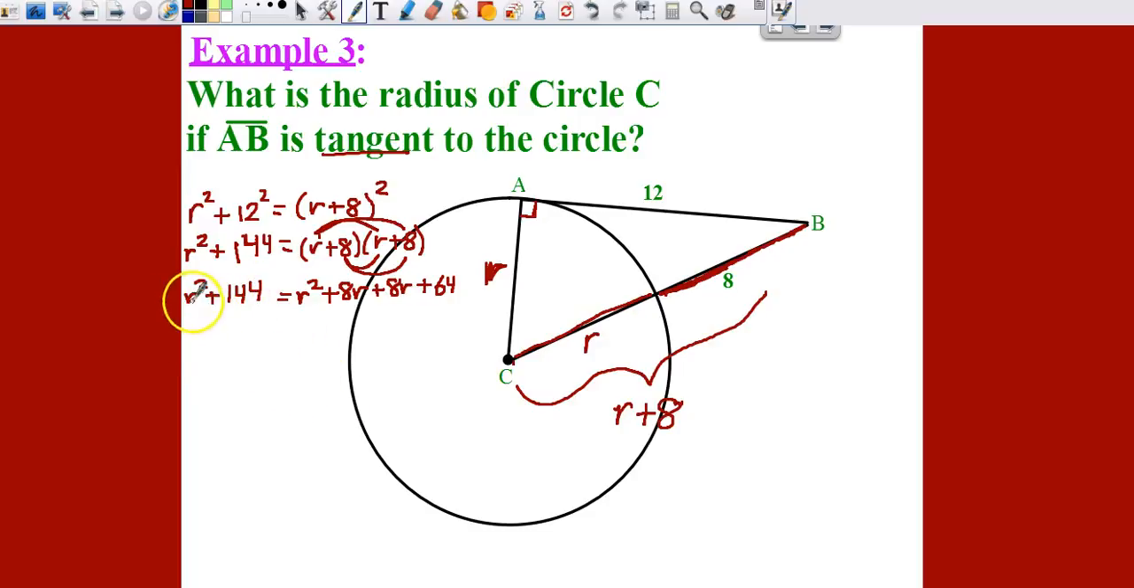So what I want to do is get this solved for r. I'm going to keep my left side and just bring it down. This is going to be r squared plus 16r plus 64. Now we have to look at what I can do to simplify this. Hopefully you see something that's on both sides that can be subtracted out: these r squareds.